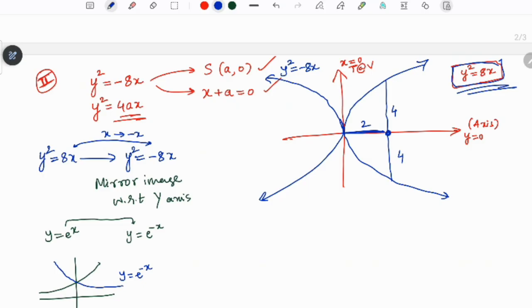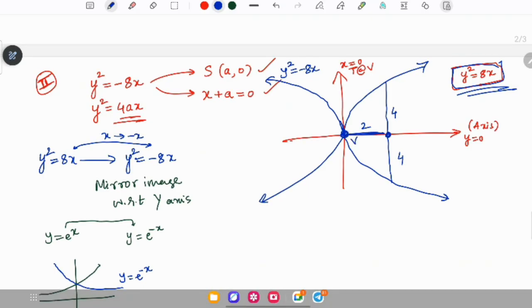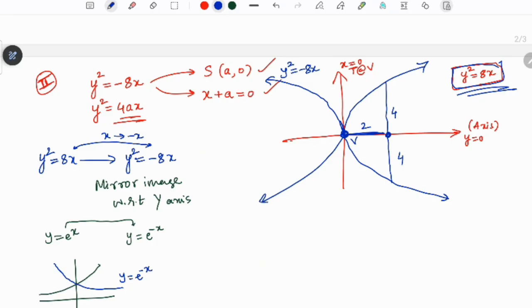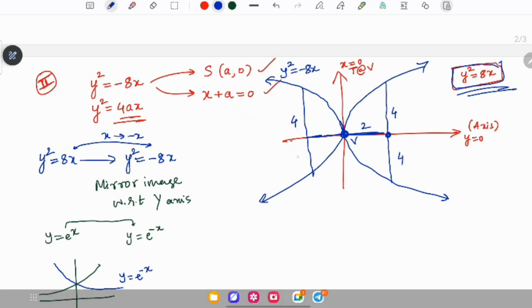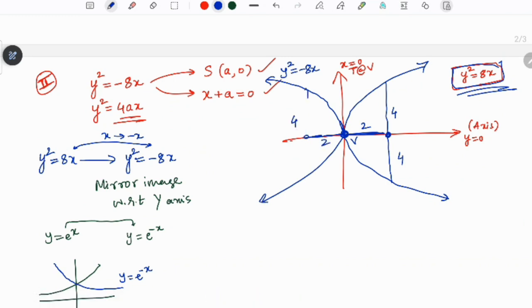So is the tangent at vertex same or changing? This is the vertex, no? What is the tangent at vertex? x equals 0. Axis, y equals 0. Axis and tangent at vertex are not changing. Okay. The latus rectum length also will not change. What is the length of latus rectum? This is also 8 only. So this is 2. Can you tell me the coordinates of focus? From the origin, you are going 2 units to the left side. So this is minus 2 comma 0. What would be one end of the latus rectum? Minus 2 comma 4. What is the other end of the latus rectum? Minus 2 comma minus 4.